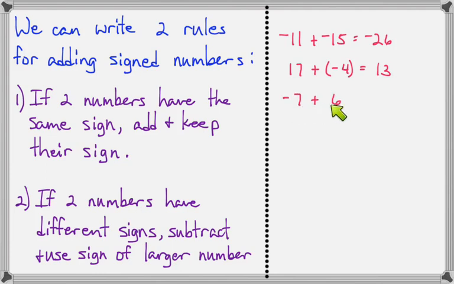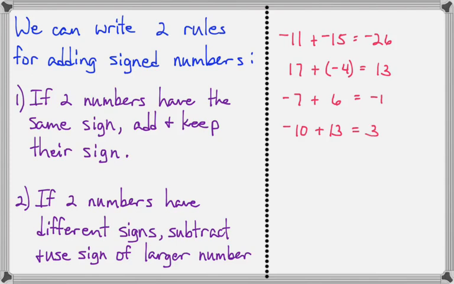Negative 7 plus 6. These are different signs, so we will find the difference between 7 and 6, which is 1, and 7 is larger, so the answer will have a negative sign, so negative 1. Negative 10 plus 13, the signs are different, so we subtract the two numbers and use the sign of the larger number.